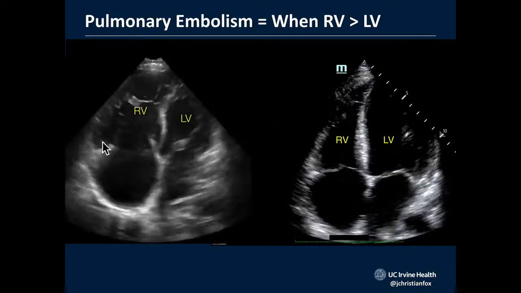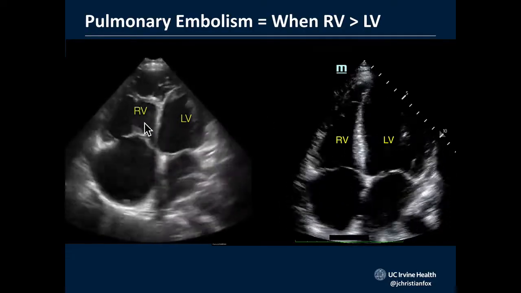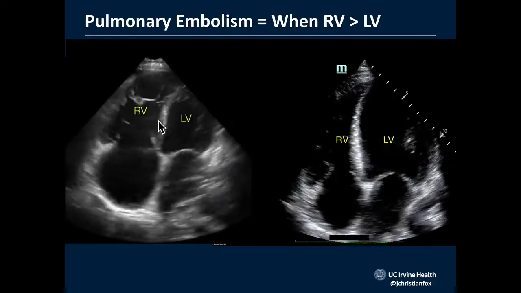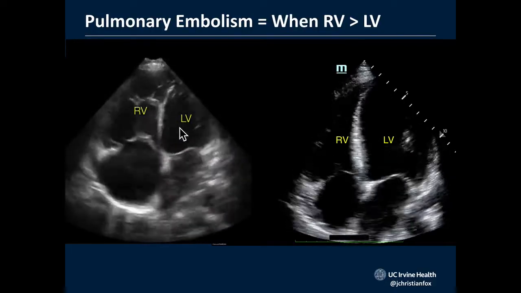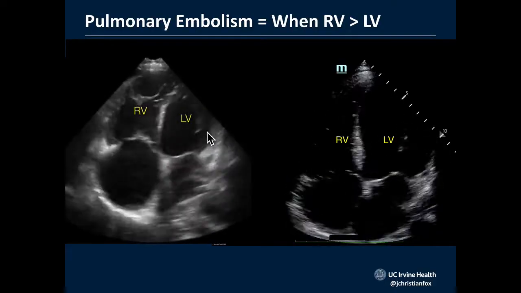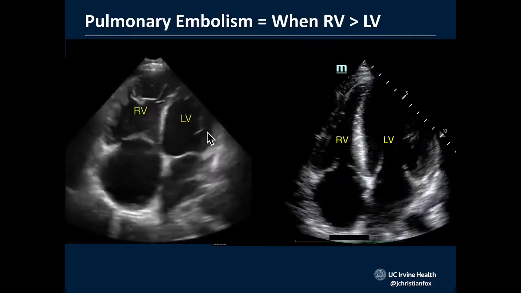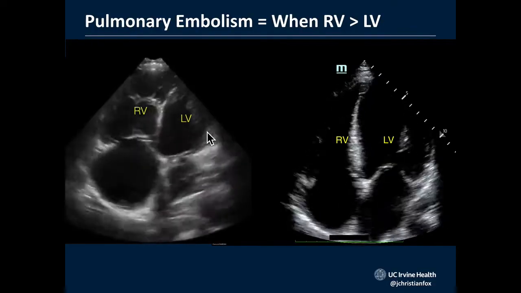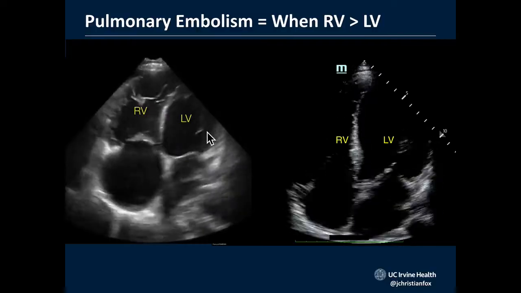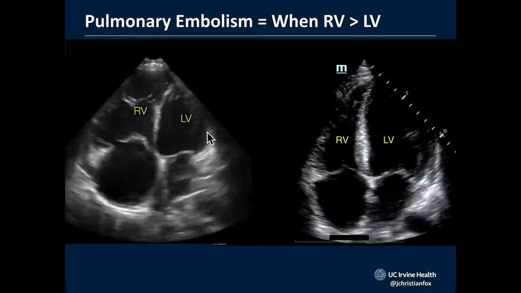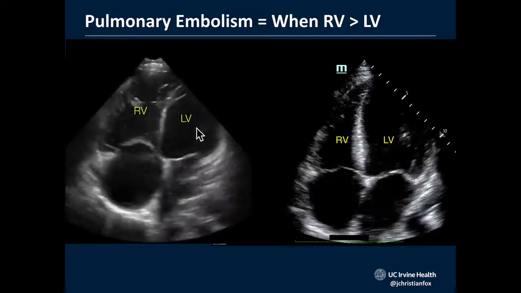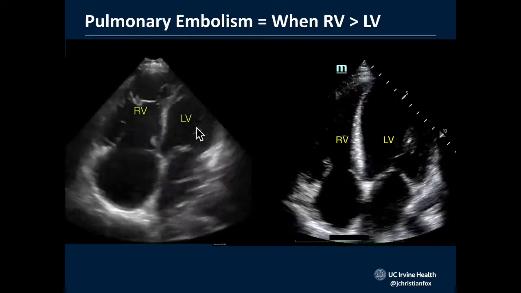Now, this is somebody over here who's got a massive pulmonary embolism, and you could tell this RV is as big, or even bigger actually, than the LV. And the LV starts to get smaller. Why is that? Well, because the blood is getting stuck. It can't get its way through the lungs and then back around the left side of the heart again. So the LV starts getting emptier and emptier as the patient's getting more and more into shock.